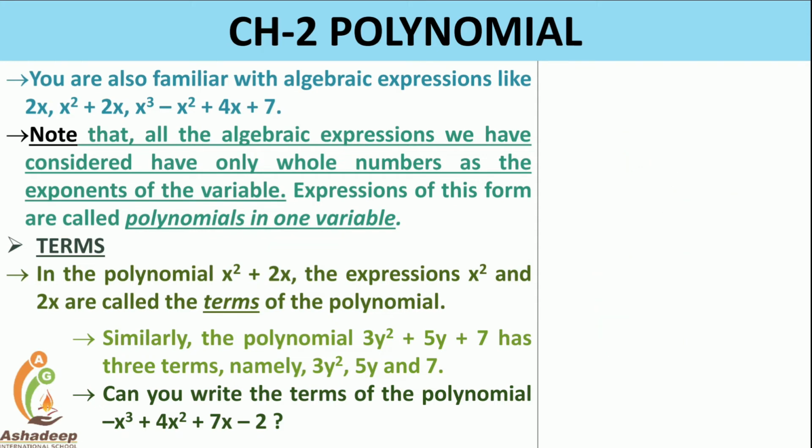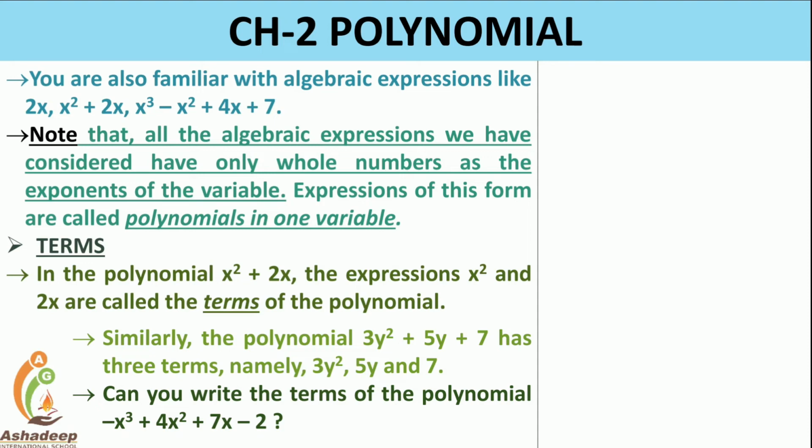In the polynomial x square plus 2x, the expressions x square and 2x are called the terms, right? Here x square and 2x are called the terms. So this is formed with 2 terms, and if it is formed with 2 terms, then it is called a binomial, right? That we already see in the chart.